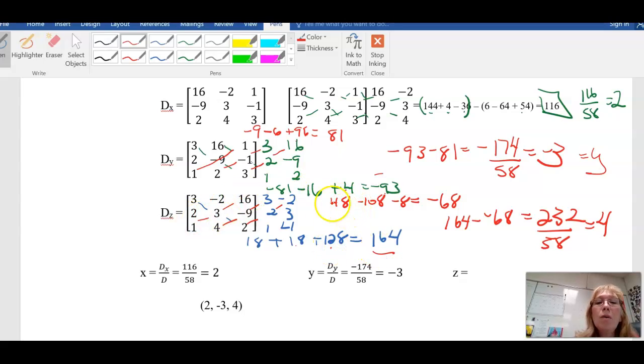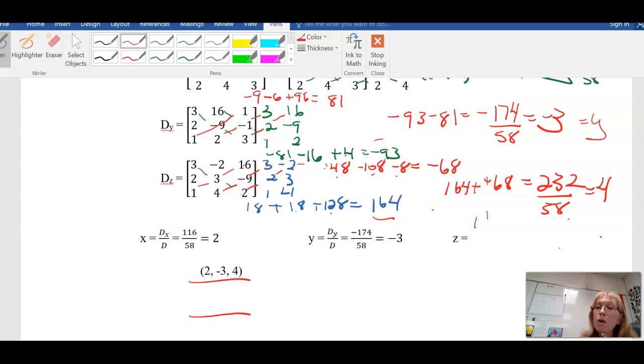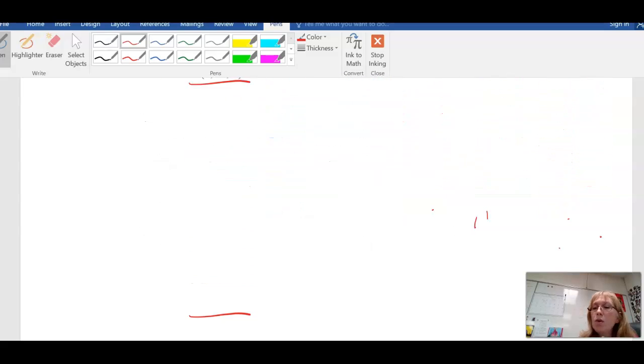Multiply up. I ran out of room, so I moved over here. So 3 times 16 is 48. Multiplied 4, negative 9, and 3 is a negative 108. 2, 2, and negative 2 is negative 8. Negative 68. Subtract those two, which means you're adding. 232 divided by 58 is 4 for z. So your point is 2, negative 3, 4. A lot of work, right? I almost prefer augmented.